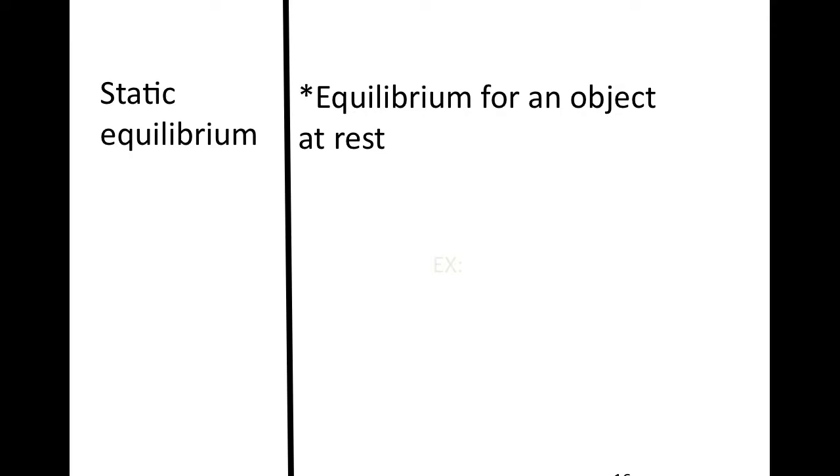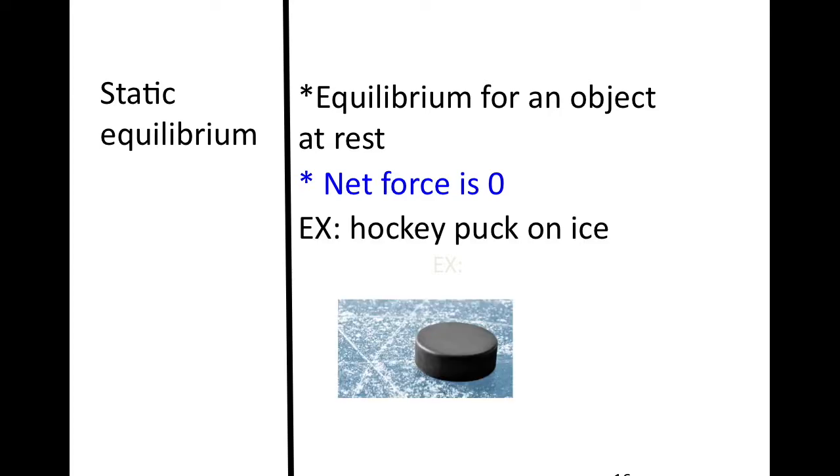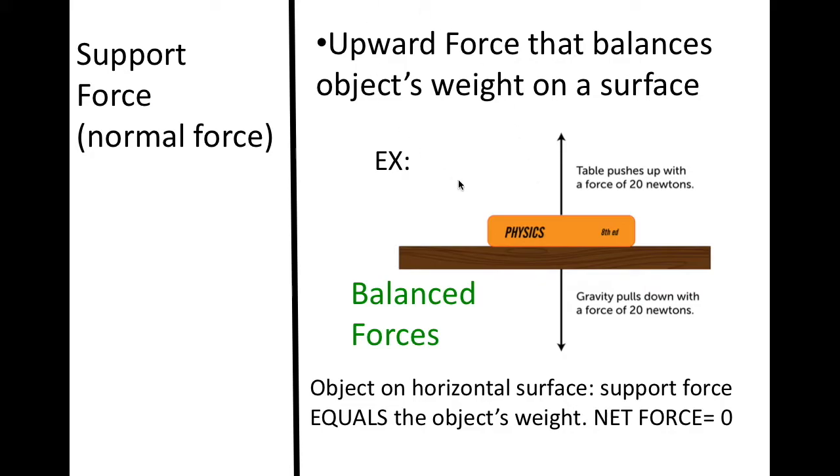Static equilibrium is also equilibrium, but it is for an object that is at rest. So the net force is 0. For example, a hockey puck on ice. It's just sitting there. There are 2 forces acting on it, but they do cancel each other out. These are balanced. Another example of a balanced force is support force. It is one of the forces that act against gravity.